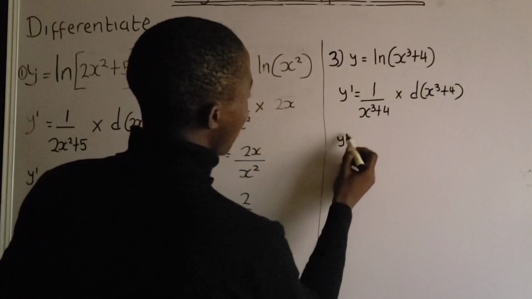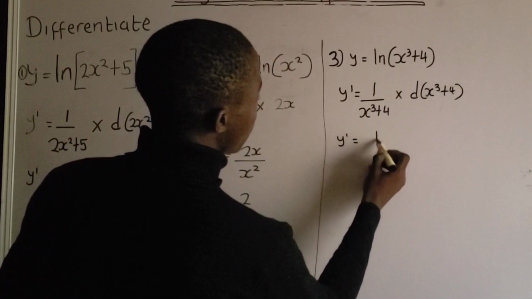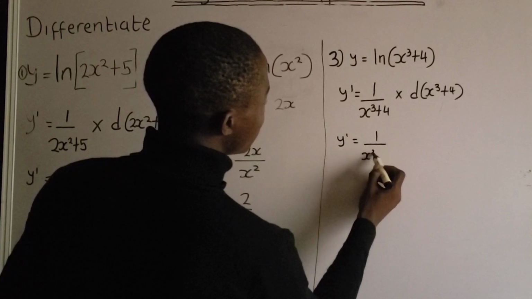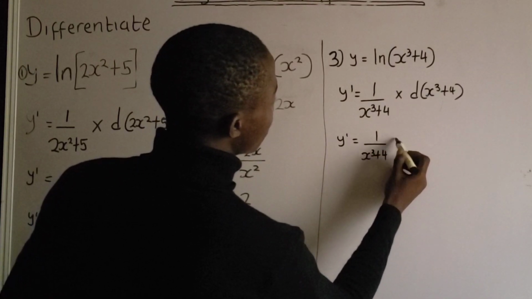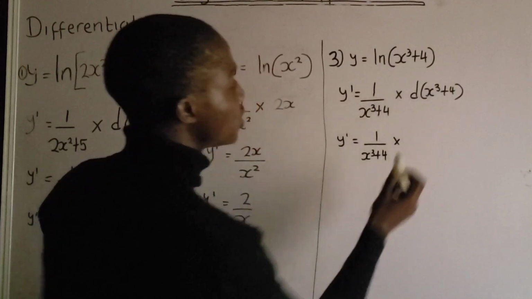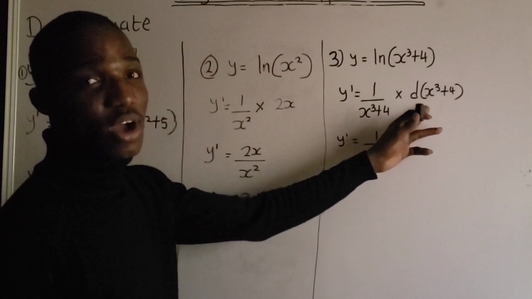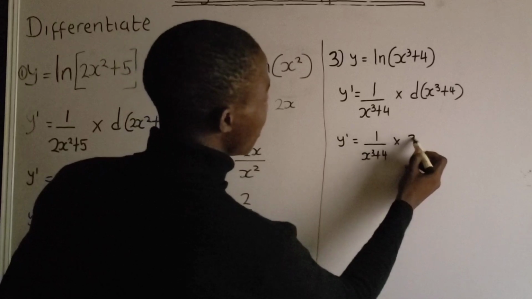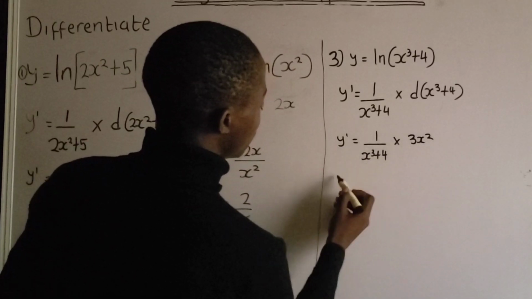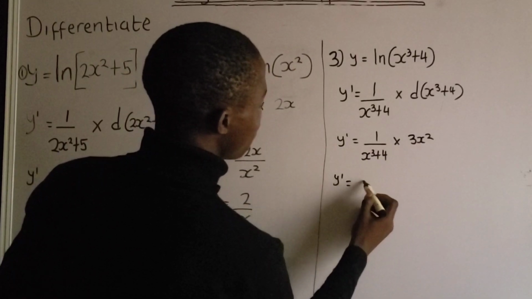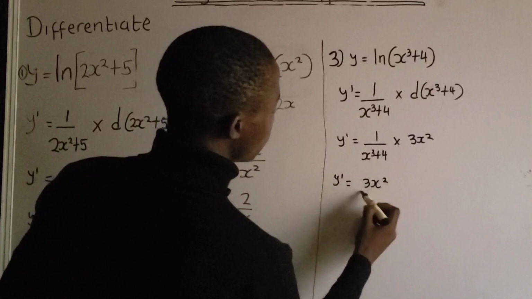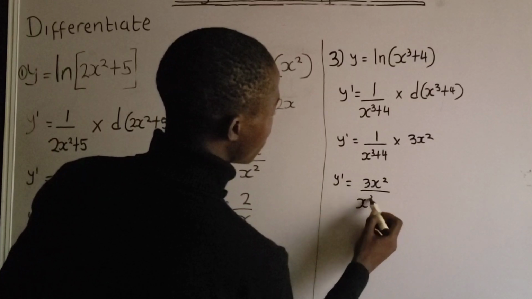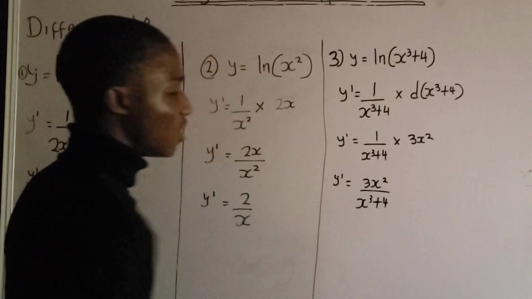So the derivative of y equals 1 over x raised to the power of 3 plus 4 multiplied by, if you differentiate x raised to the power of 3 plus 4 using the power rule, you are going to get 3x raised to the power of 2. So the derivative of y equals 3x raised to the power of 2 all over x raised to the power of 3 plus 4.